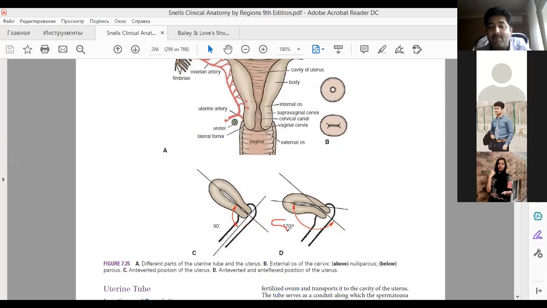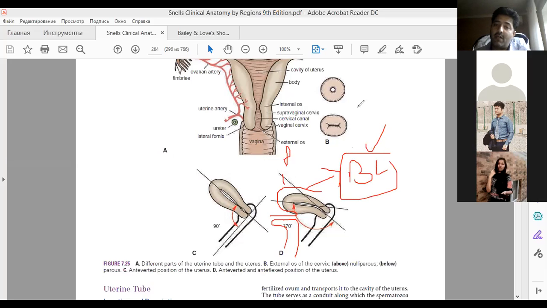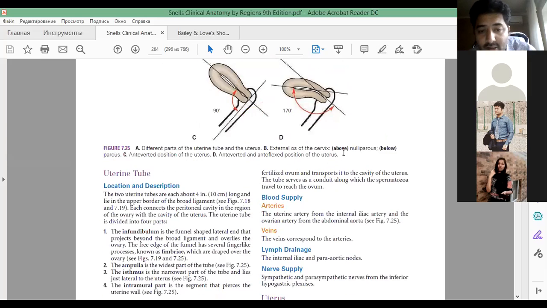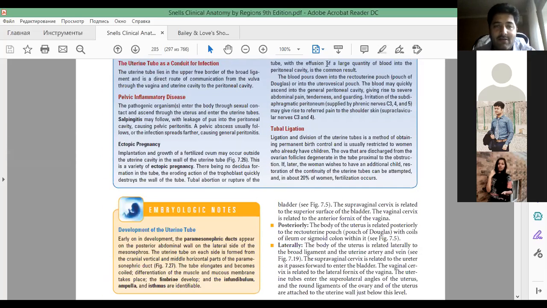And here there will be the urinary bladder. Here is the layer of peritoneum. And this double layer of peritoneum is covering the whole uterus. We call this ligament the broad ligament of the uterus. Okay, it is clear to everyone.